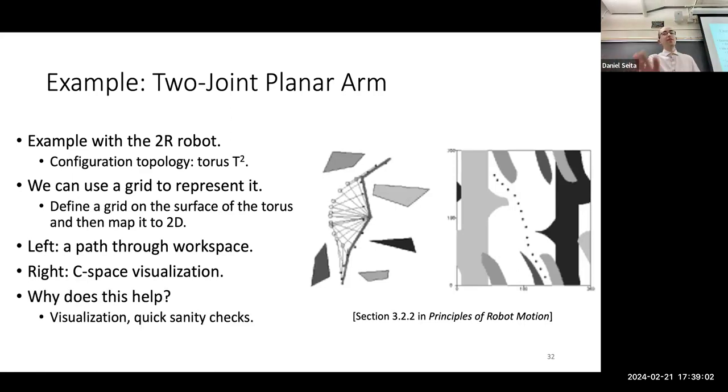The advantage of doing this is that you can quickly get a sanity check. If this path were to intersect an obstacle, you could immediately say, no, we have to find something different. So this type of mapping can be a useful technique for double checking the motion planning of a system.